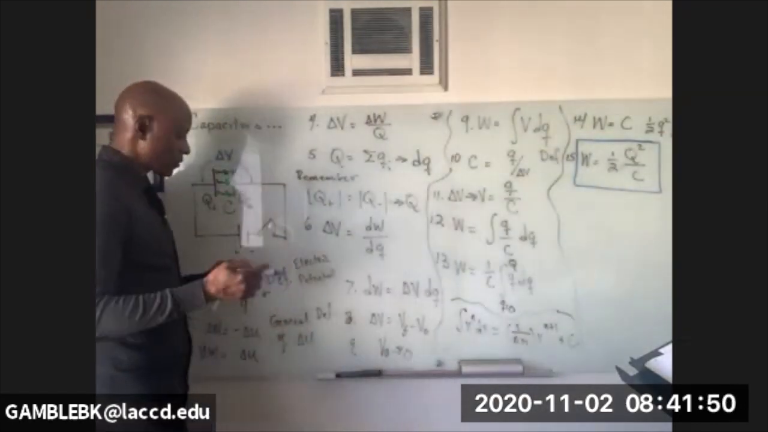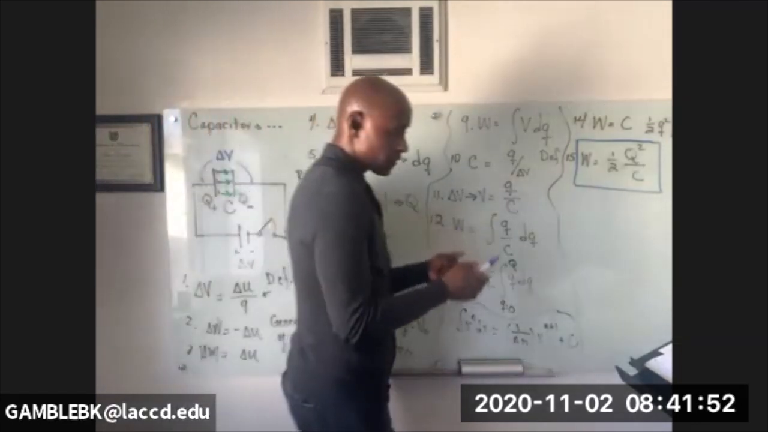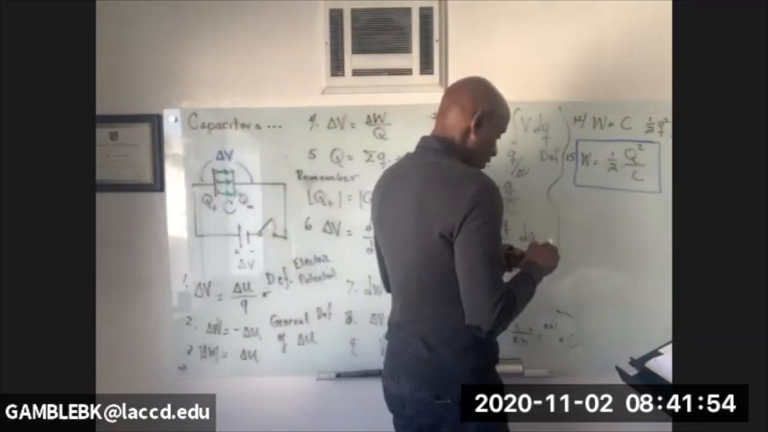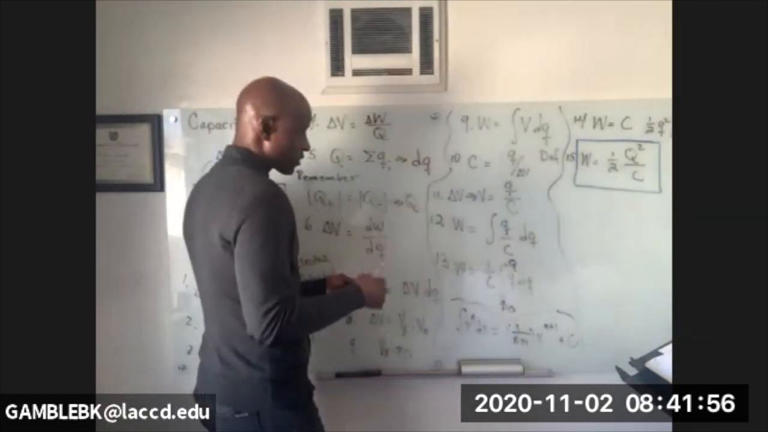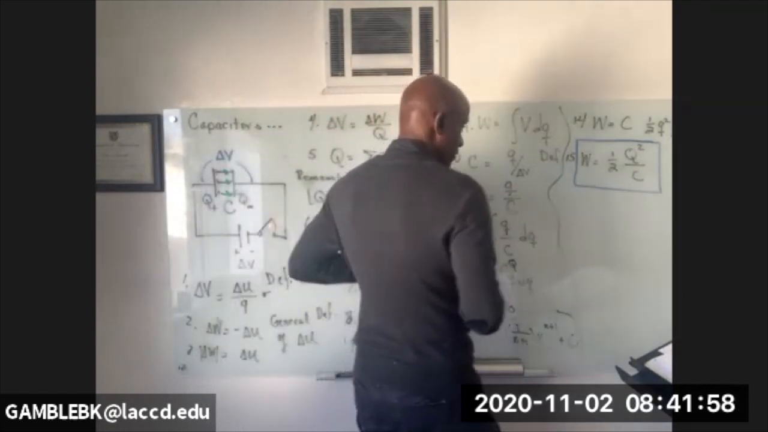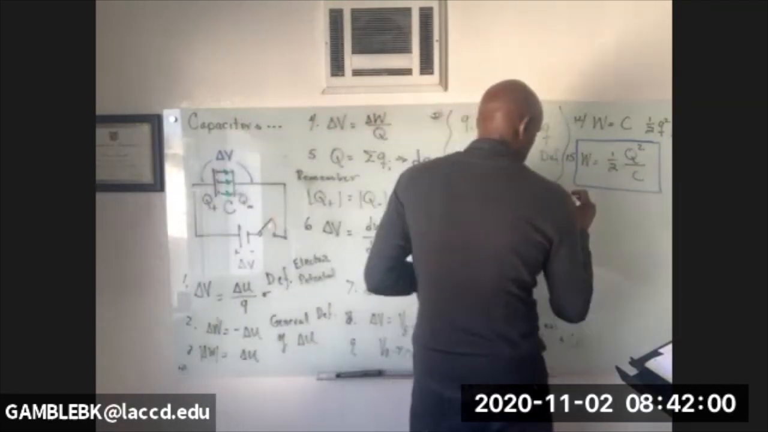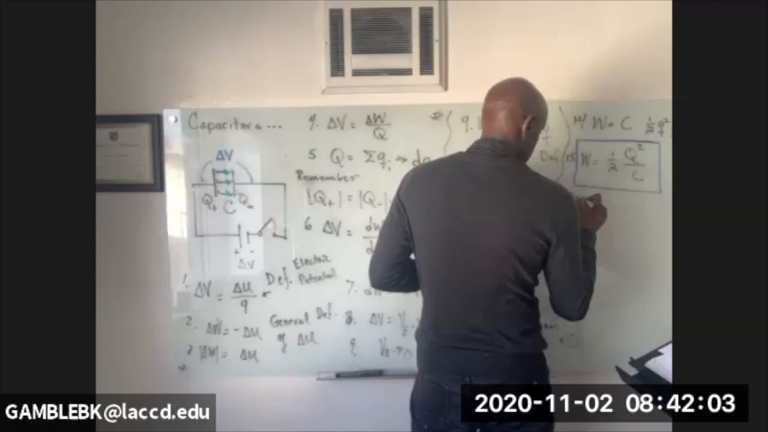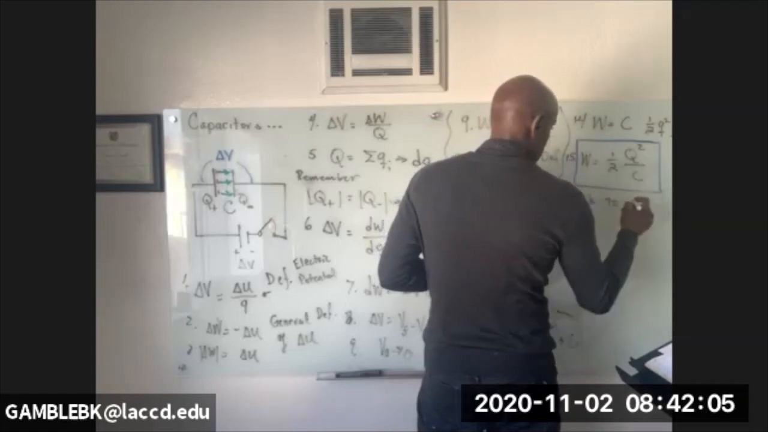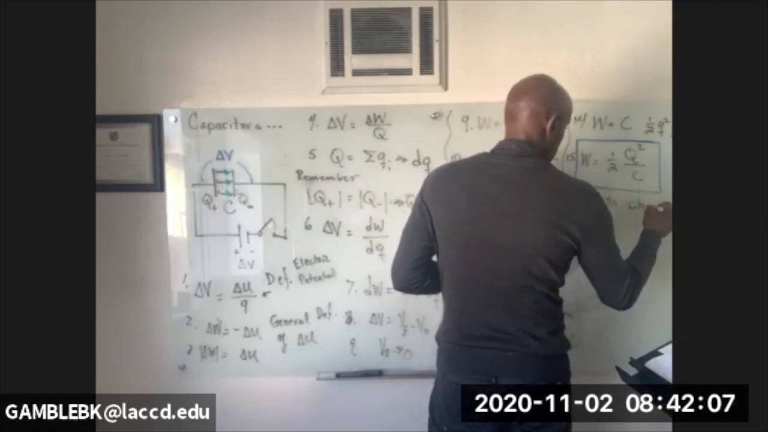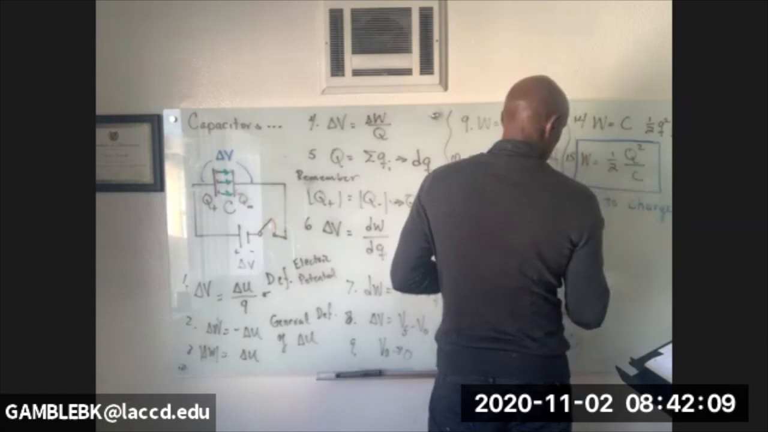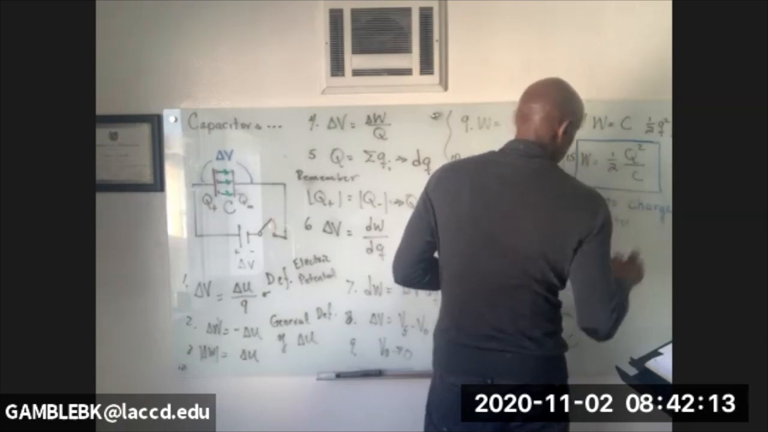Okay, so that's one equation, and they all have different interpretations. This form of the equation is the work done by the battery to charge the capacitor. So that's what we could call this: the work done to charge the capacitance.